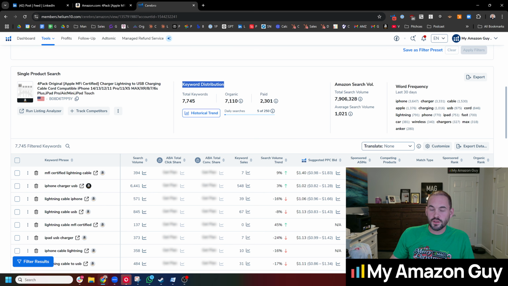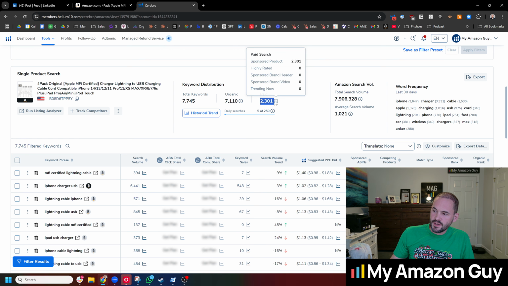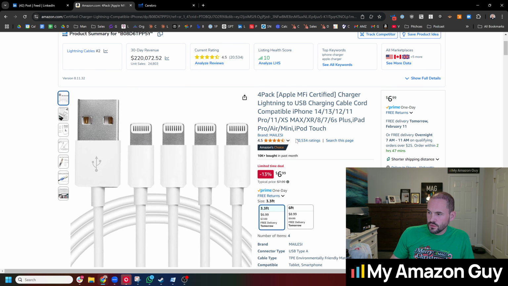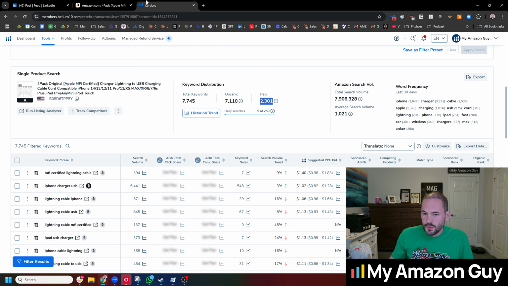And nobody else has built it. It drives me bonkers crazy. I have no idea why nobody else has built a keyword distribution chart. Anyway, paid to organic, 1 paid to 2 organic is what I like to see. These guys are at 2,300 paid, 7,100 organic. That puts them at a 2-to-7 ratio, which means they're actually underspending on ads. However, with 20,000 reviews and a $7 price point, probably okay that they're underspending on ads.